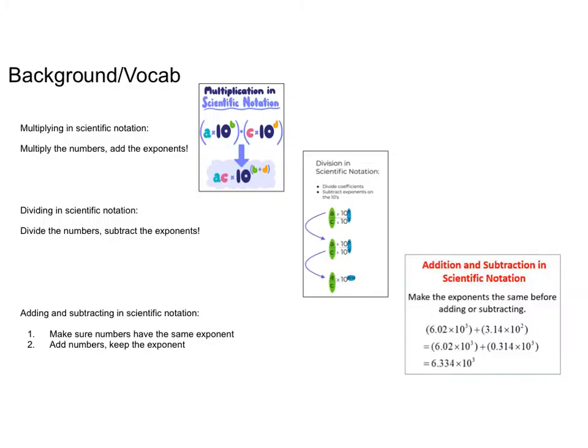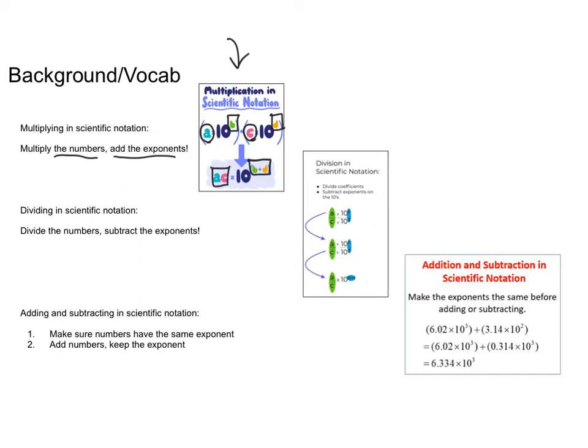Alright, just to build some background before we move in, when we multiply numbers in scientific notation, we multiply our numbers and we add our exponents. Here's an example right here. Pretend these are numbers written in scientific notation. We would take A and C, multiply them together, and then we take our exponents, B and D, and we would add them together.